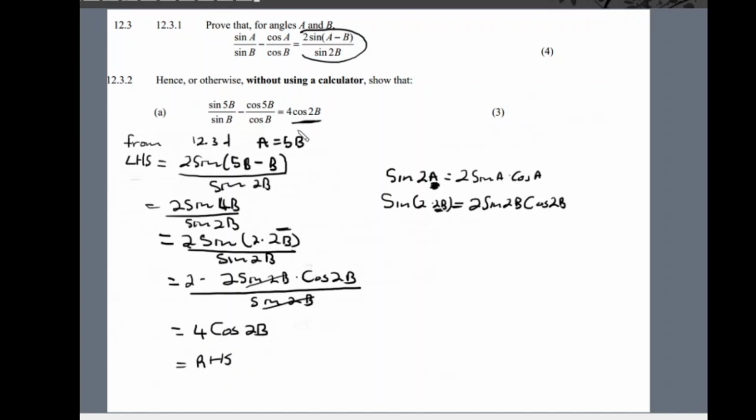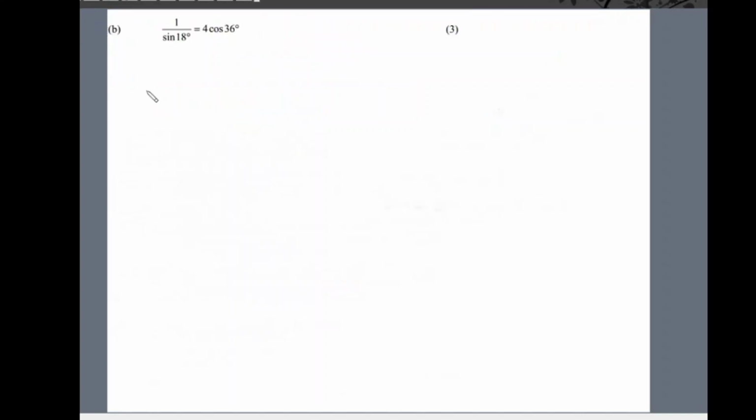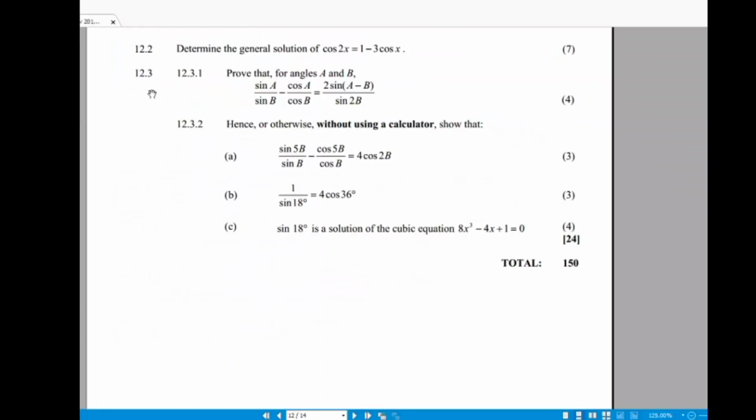Now going on to the next question, 12 point, let's see, question B. Okay. And hence or otherwise show that 1 over sine 18 degrees is equal to 4 times cos 36 degrees.